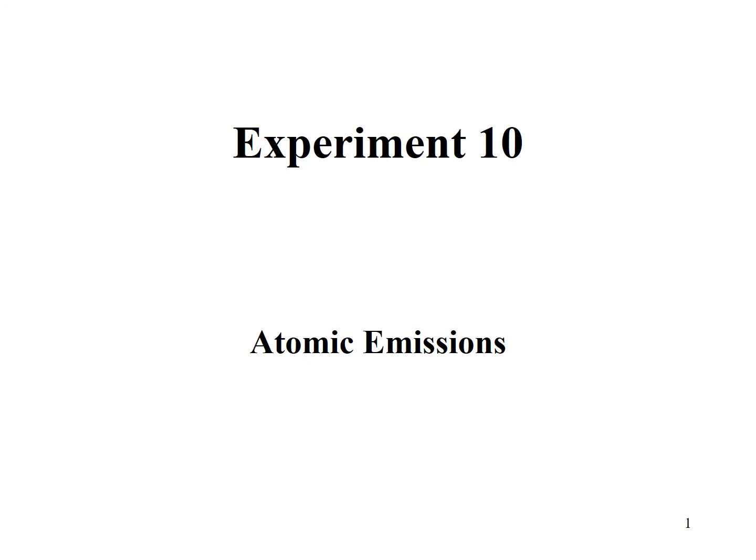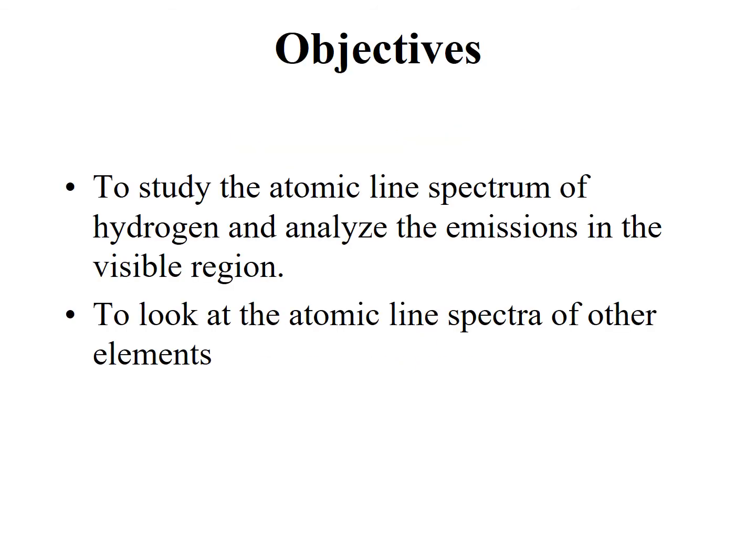For experiment 10, which you're going to do simultaneously with experiment 11, the title is Emissions. The objectives of this experiment are to study the atomic line spectrum of hydrogen and analyze the emissions in the visible region. You're also going to look at the atomic line spectra of other elements.